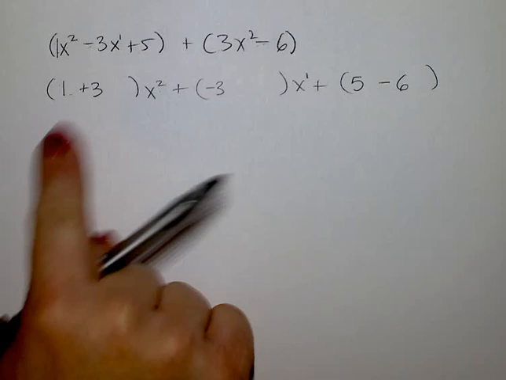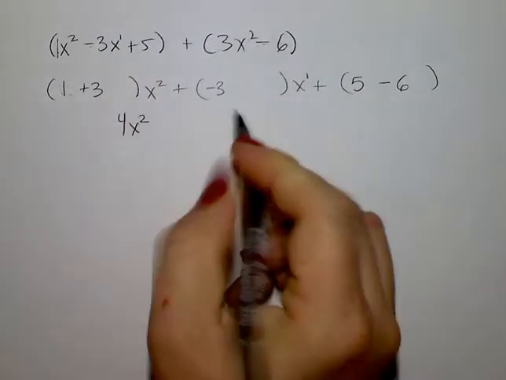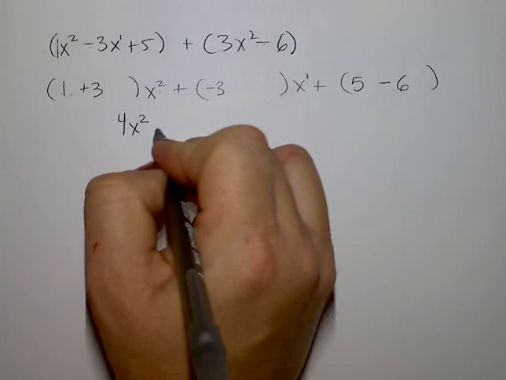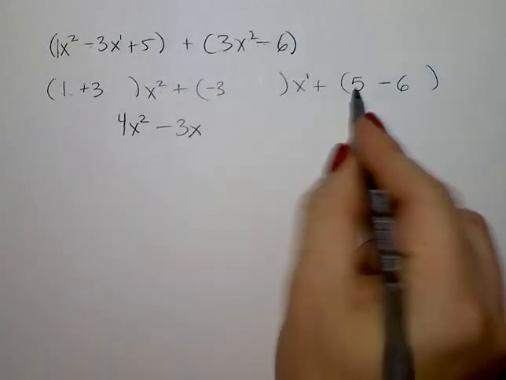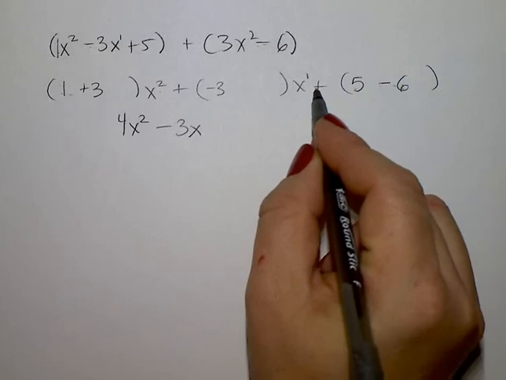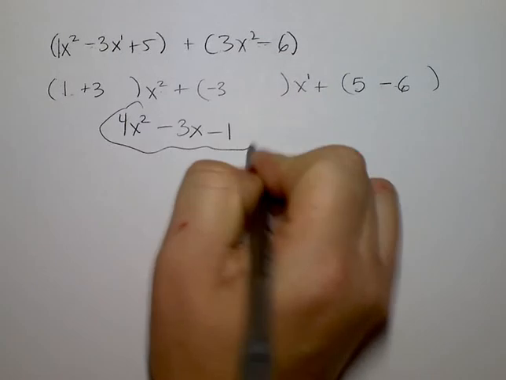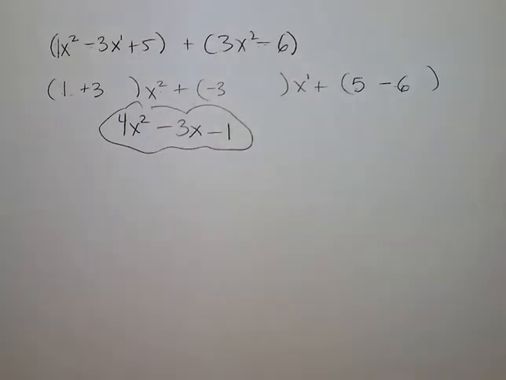If there's work to do in the parentheses, then do so. 1 plus 3 is 4, 4x squared. If there's no work to do, subtract 3x to the first, and 5 minus 6 is negative 1. And yes, you could write plus negative 1, but plus negative 1 is the same as minus 1. That problem is done. Example number 2.